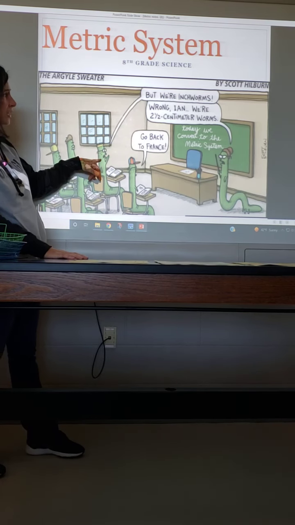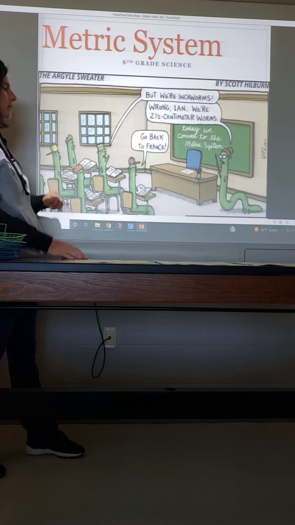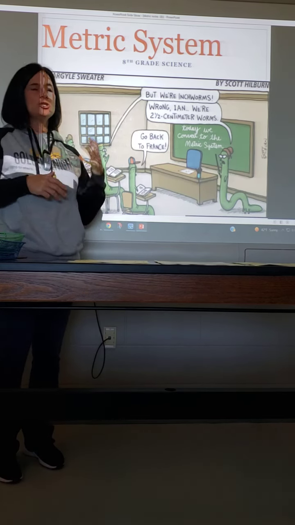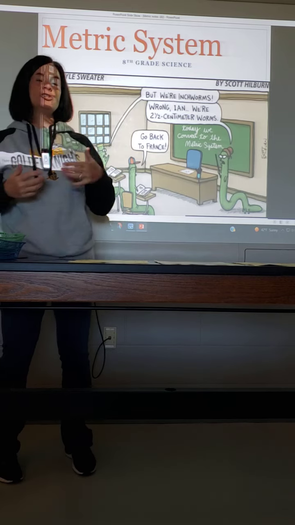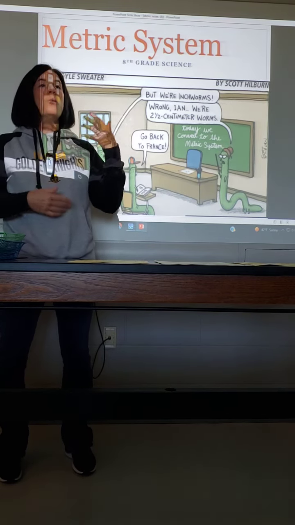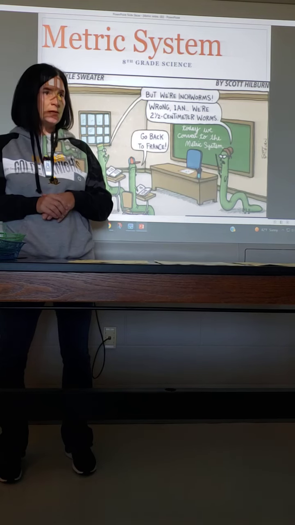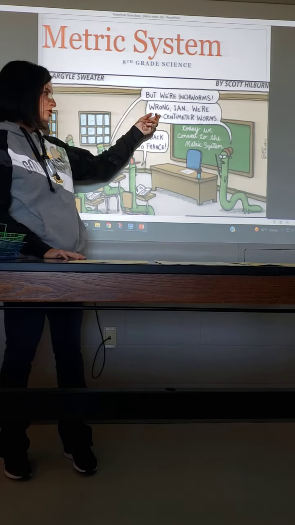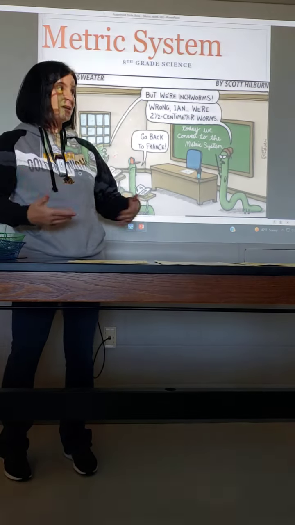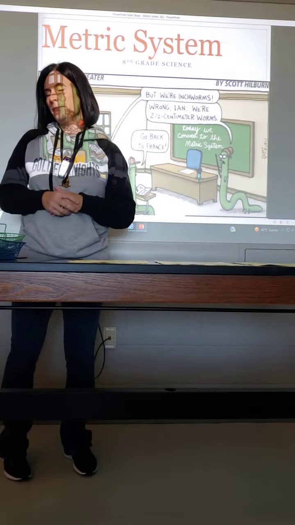And he says, but we're inch worms. And she says, wrong, Ian, we're 2.5 centimeter worms. And he's like, go back to France. So an inch is equivalent to 2.5 centimeters. And so if you're converting to the metric system, 1 inch equals 2.5 centimeters. So she's trying to explain, no, we're no longer called inch worms. If we're changing to the metric, we have to change our name, right?